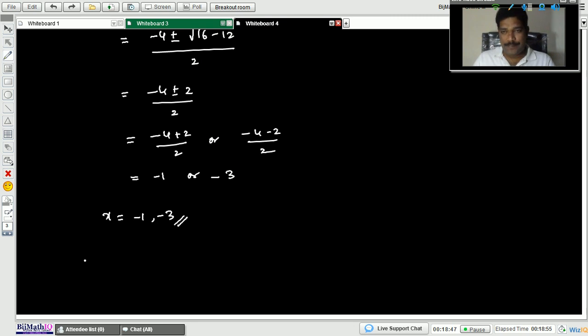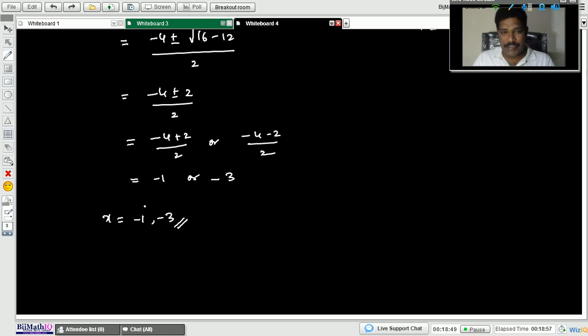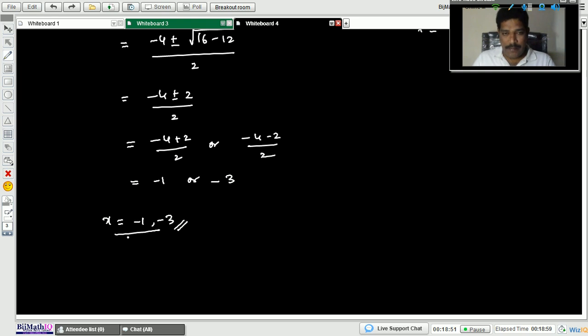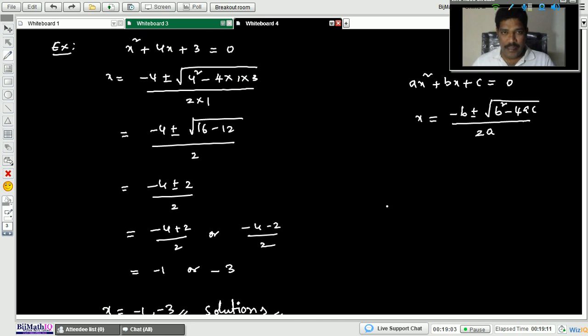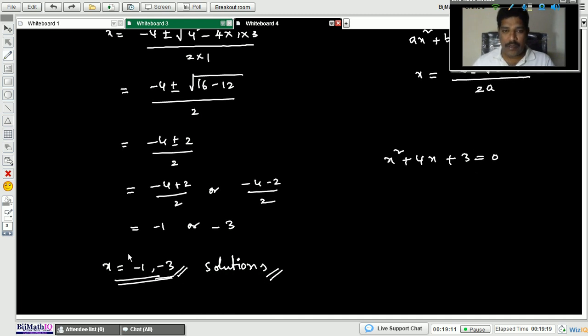These are the solutions, and let us check this. So what are the x values here? Minus 1 comma minus 3. So these are called solutions. Solution means these satisfy the given equation. What is the given equation once again here? It is x square plus 4x plus 3. Substitute the values of x, and see what we are getting.